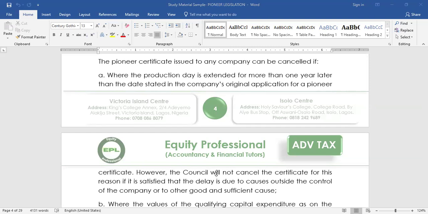But a condition that you can control, for example capital: you don't have enough capital, and you now apply for extension of more than 12 months. That extension may lead to cancellation of your certificate.